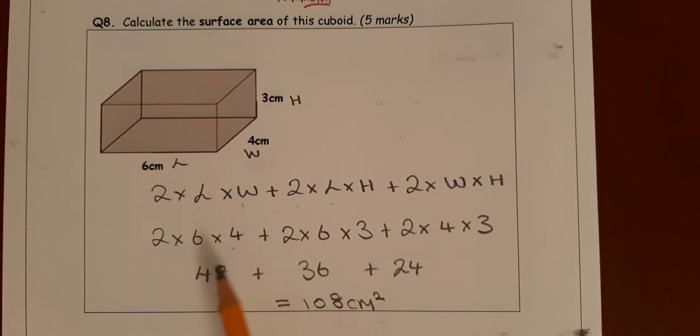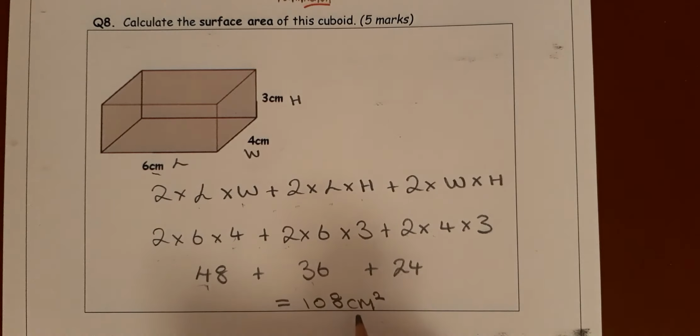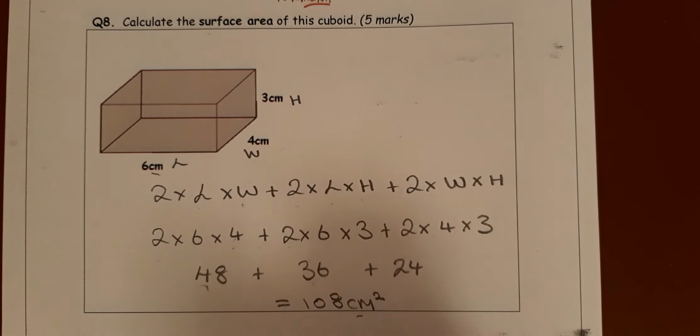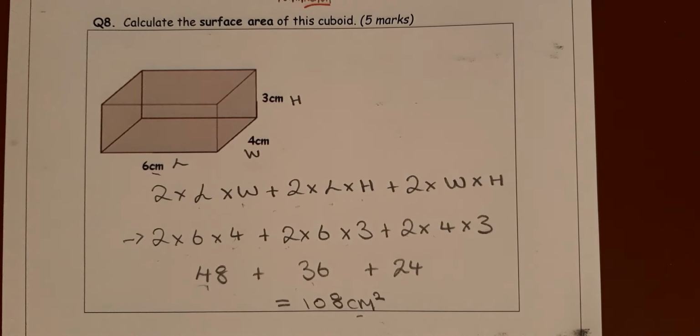I like to break them down into their individual sections. So 2 by 6 by 4 is 48, 2 by 6 by 3 is 36, 2 by 4 by 3 is 24. Adding them up, I get 108 centimeters squared. We're dealing in centimeters, so don't forget that your answer needs to have that, and area, so it's squared. At this point here, this can all be put into your calculator.